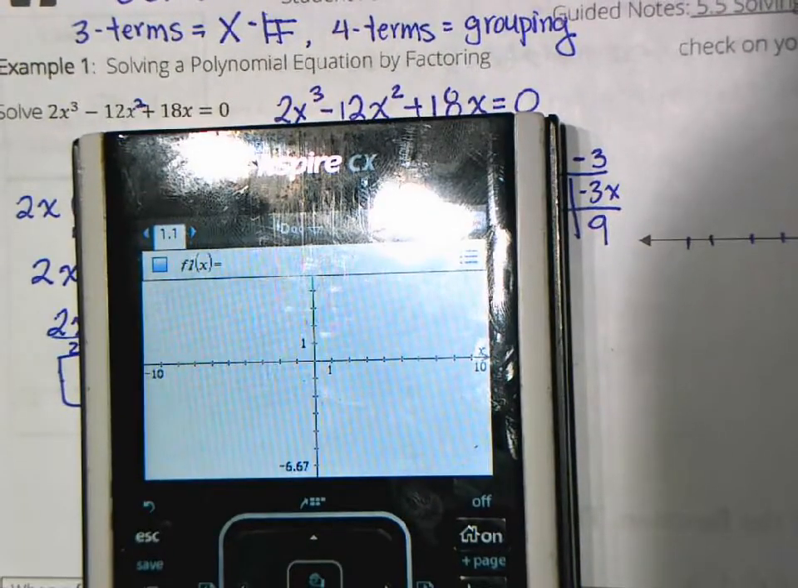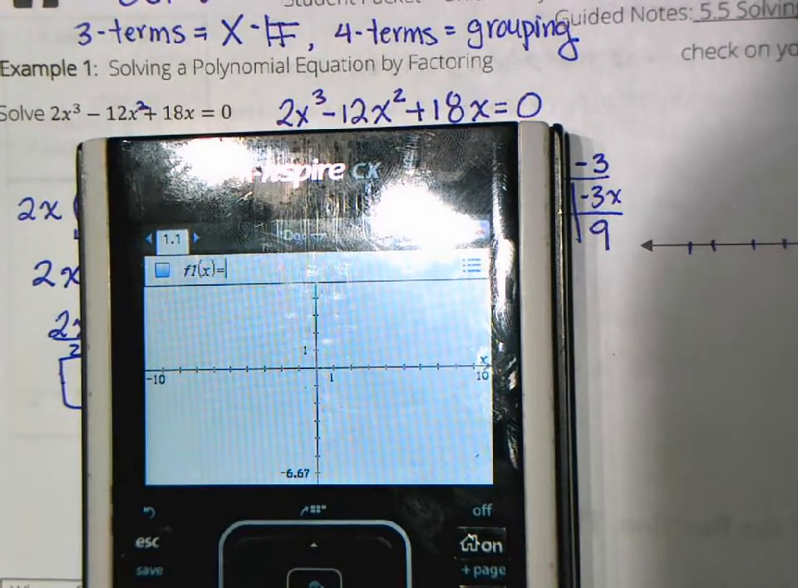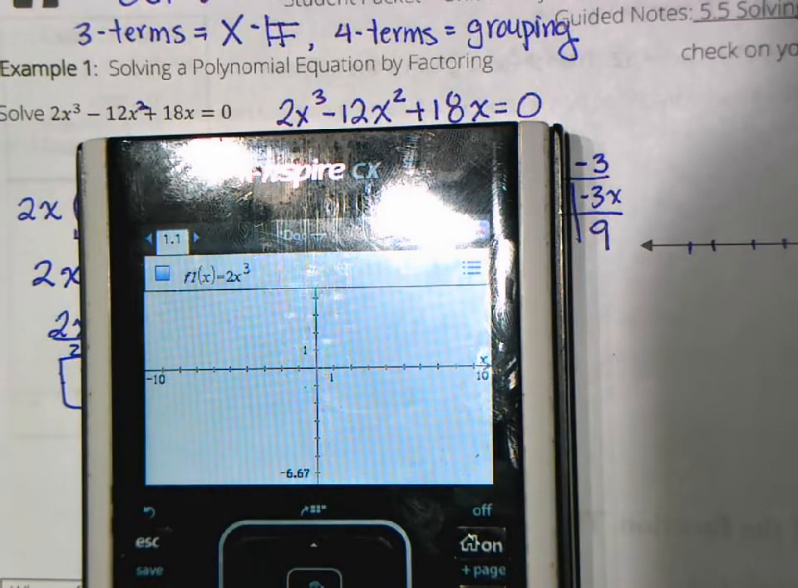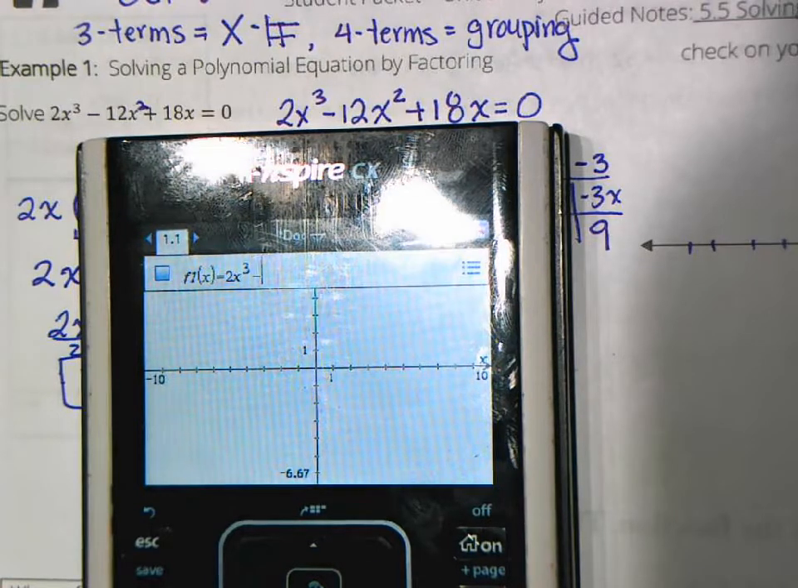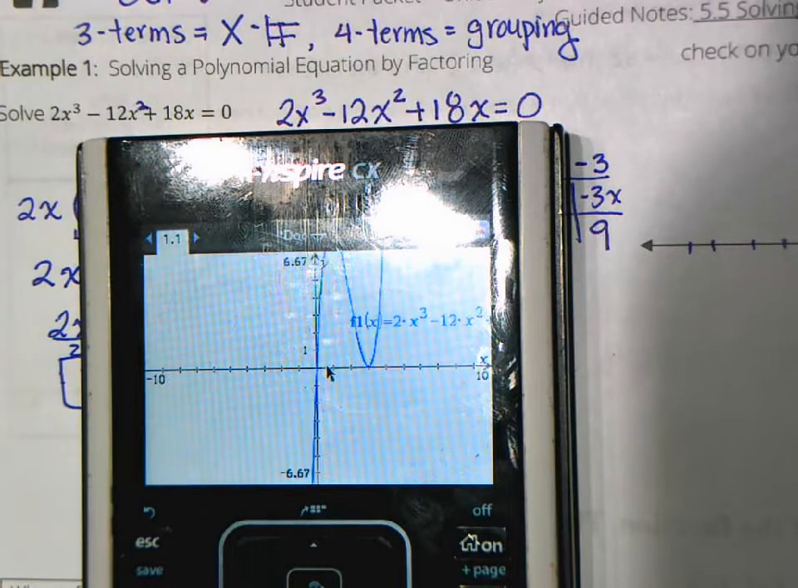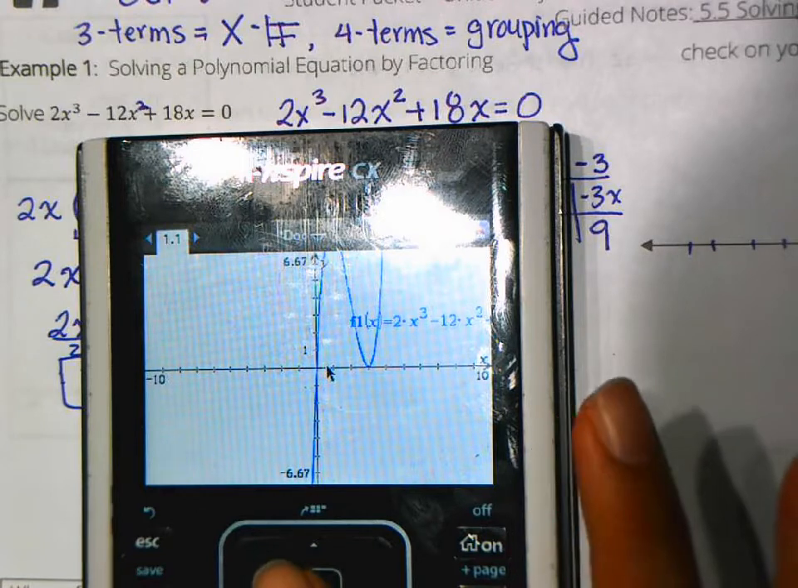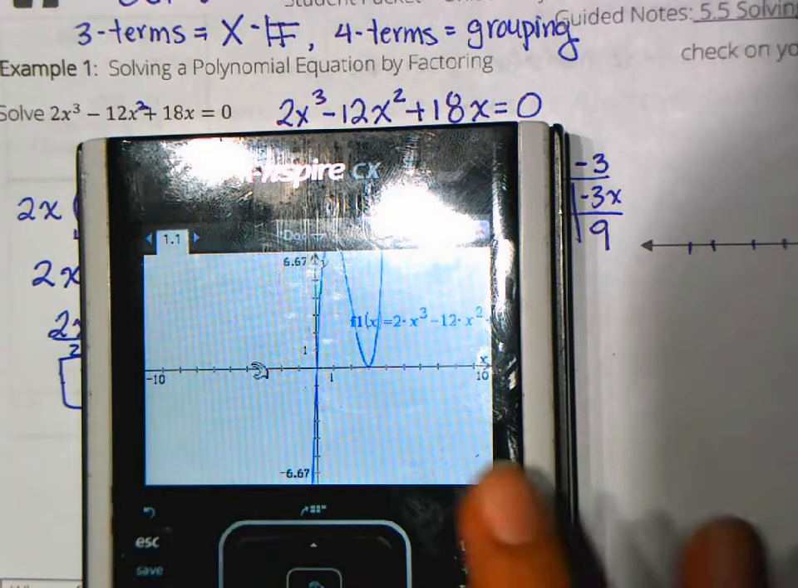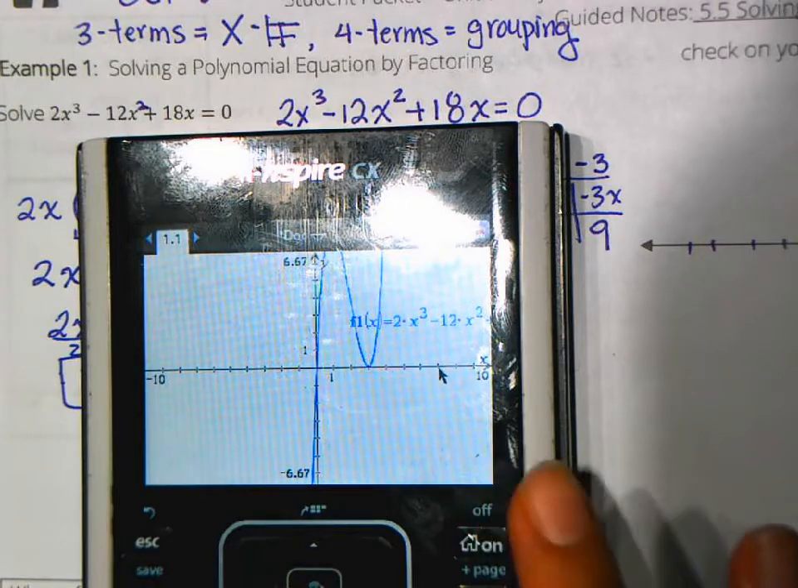Okay, let's type in that equation. 2x to the third power minus 12x squared plus 18x. And I'm going to graph it. And there, if I were to graph y equals 0, I would have a horizontal line right through the axis, right on top of the x-axis.